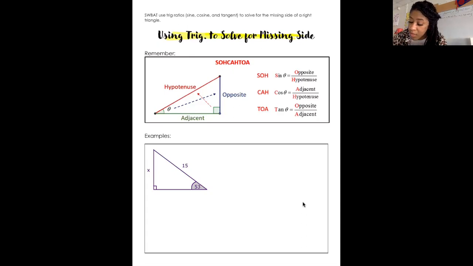Just like always, here's our daily reminders. Copy down what's in this box. The more you write something, the more you're going to remember it. Remember that here's the angle. Across from the angle is your opposite. The side that touches the angle is the adjacent. And the longest one across from the right angle is the hypotenuse.